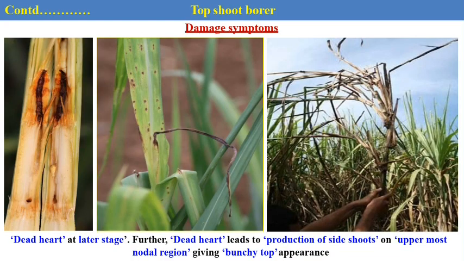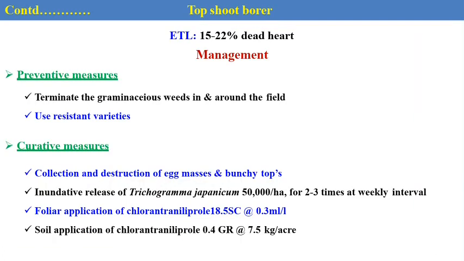Here we can see the dead hearts at the later stage, and further dead hearts lead to the production of side shoots on the uppermost nodal region, giving the bunchy top appearance. This is the characteristic symptom. The ETL of this pest is 15 to 20% dead hearts observed in infested fields. Then we can go for the management practices.